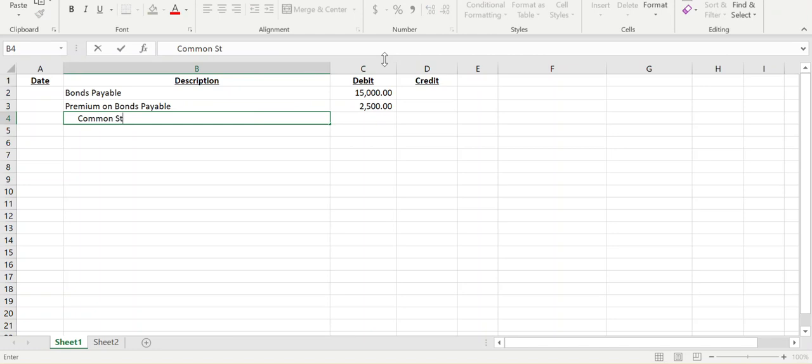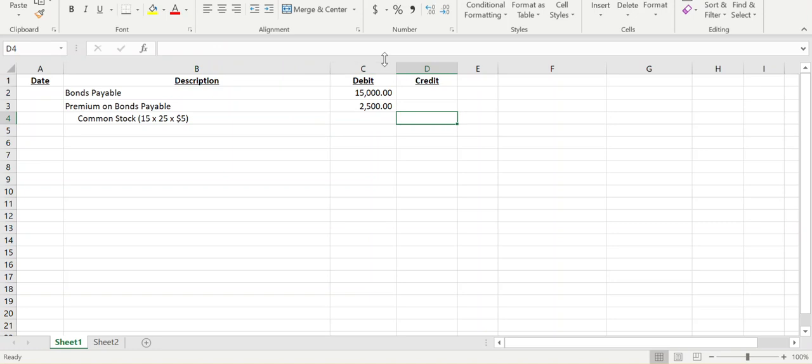So they're going to get common stock. And remember, the rule with common stock is it can never be credited for more than its par value. So we have 15 $1,000 bonds. Each one of them is convertible into 25 shares of common stock, and the par value of that common stock is $5 per share. So that means we have $1,875 going into our equity account of common stock.